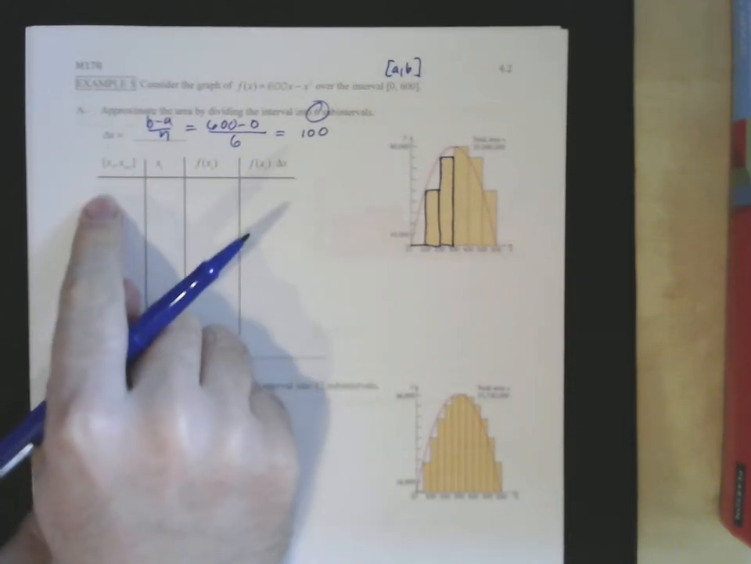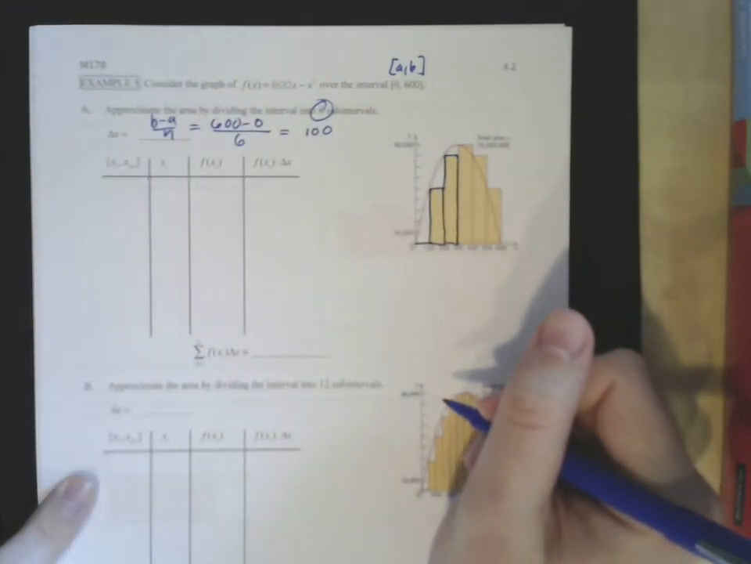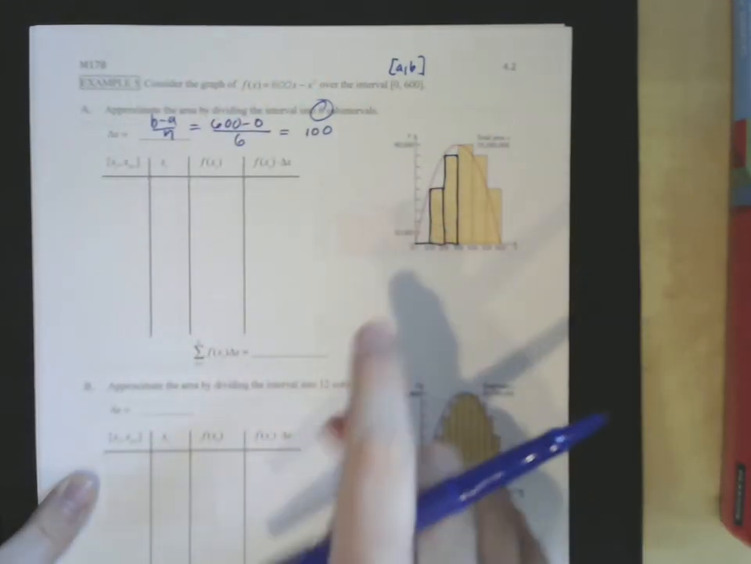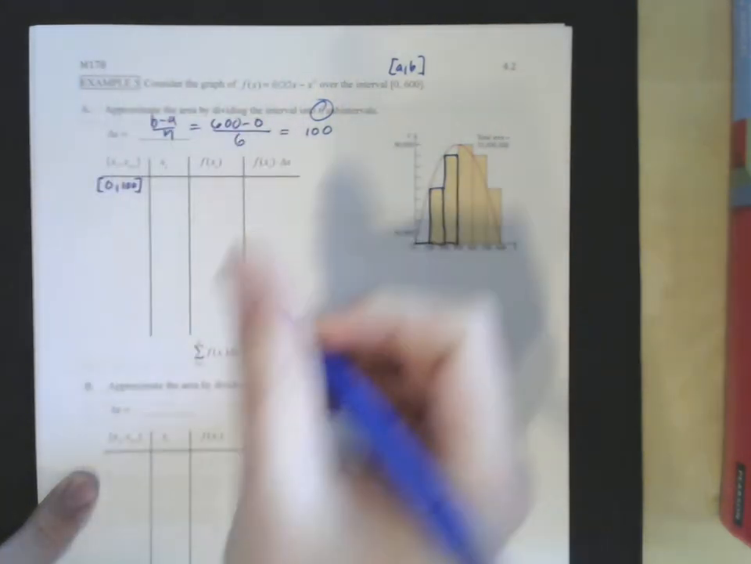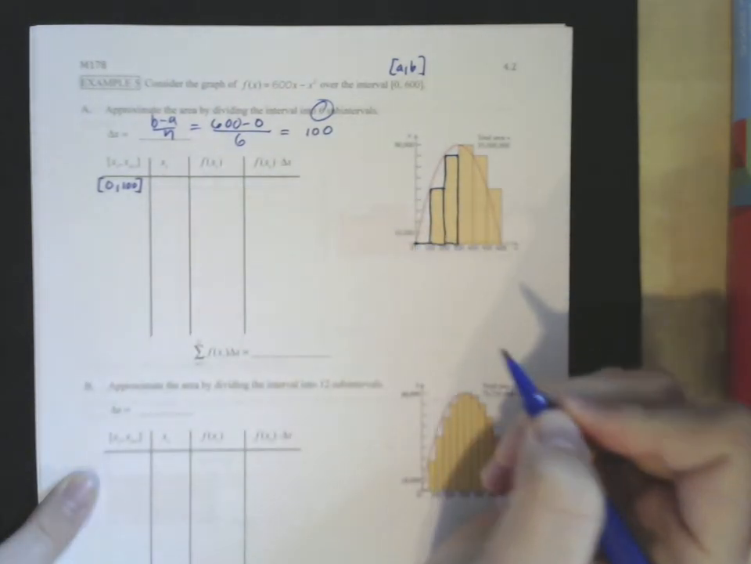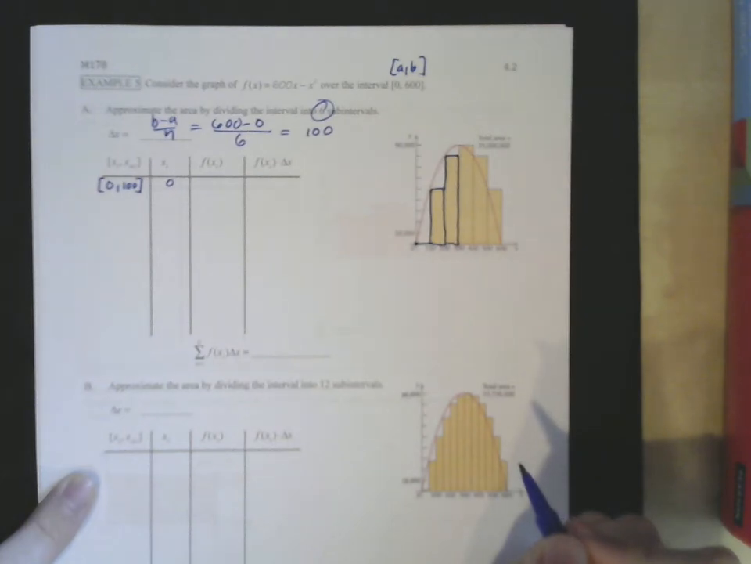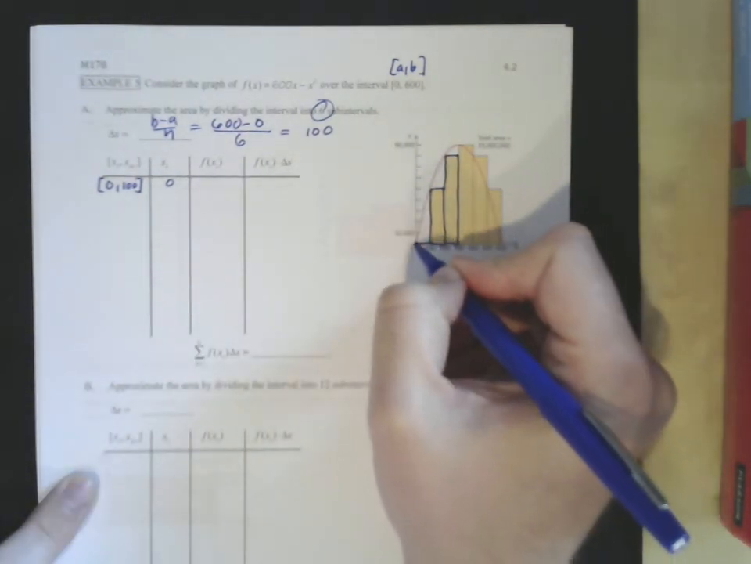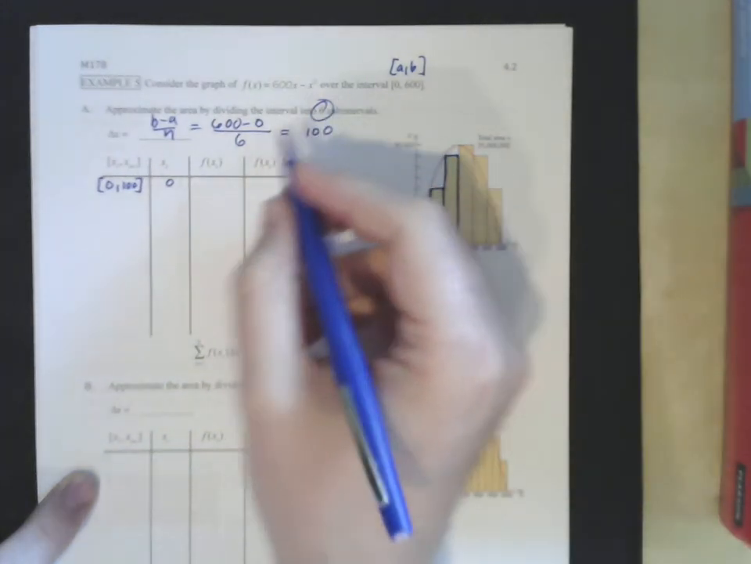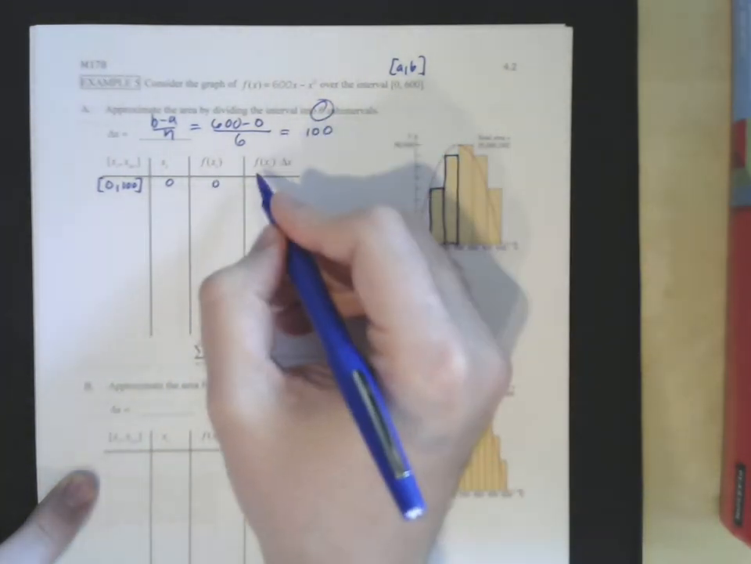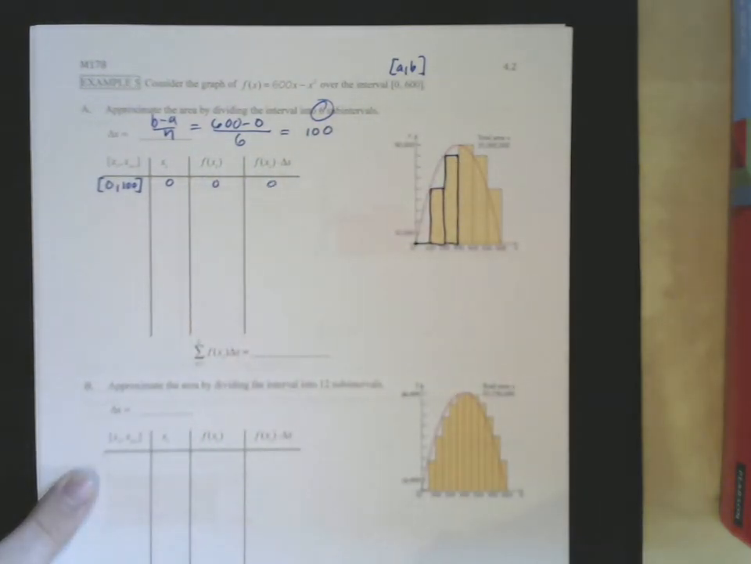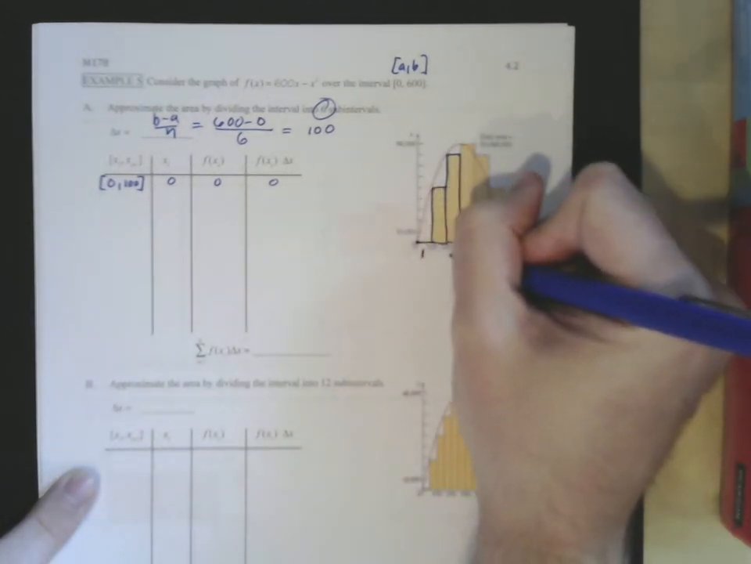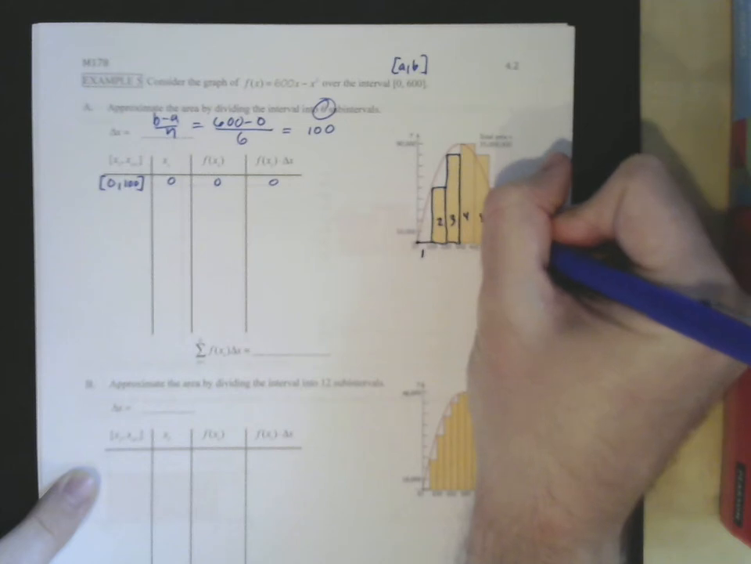So when you start making these, you start with a. x sub 1 is always a. And so this one starts from 0 to 100. And then you just start looking. x sub i is this point. It's always the left. That's 0. f of x sub i is the point when we plug it in. That's 0. And so f of x sub i times delta x, which is 100, times 0, is 0. That's the area of rectangle 1. This is rectangle 2, 3, 4, 5, and 6.